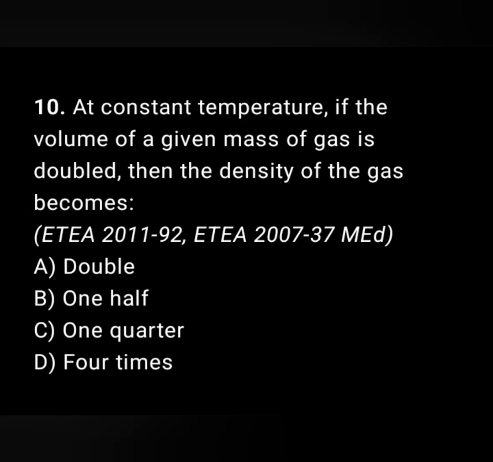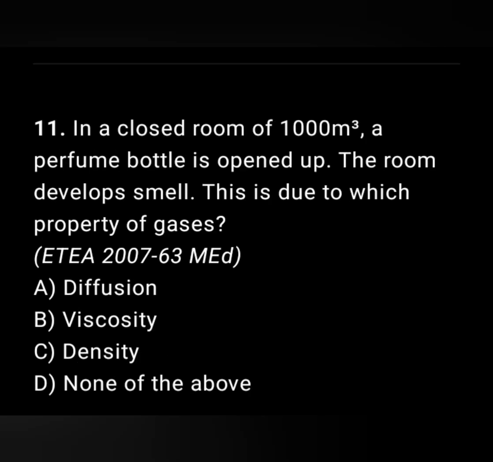10. At constant temperature, if the volume of a given mass of gas is doubled, then the density of the gas becomes ETEA 2011-92, ETEA 2007-37 Med. A. Double. B. 1/2. C. 1/4. D. 4 times. 11. In a closed room of 1000 cubic meters, a perfume bottle is opened up. The room develops smell. This is due to which property of gases? ETEA 2007-63 Med. A. Diffusion. B. Viscosity. C. Density. D. None of the above.